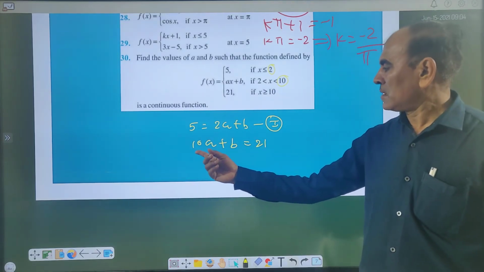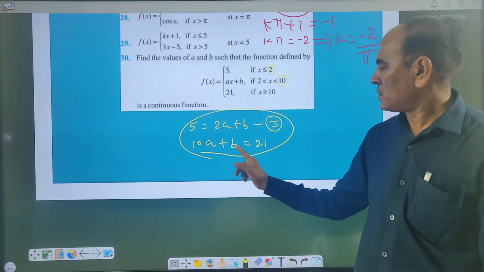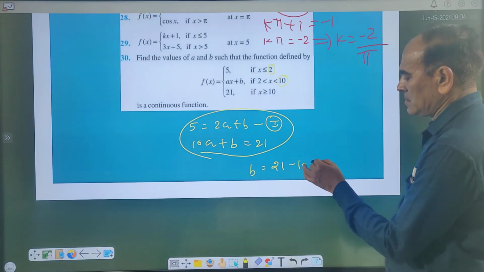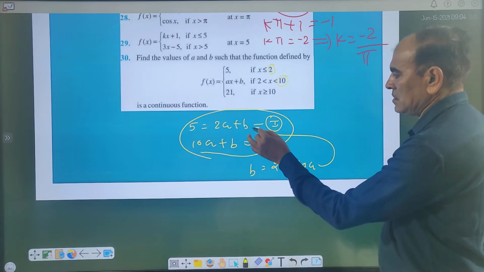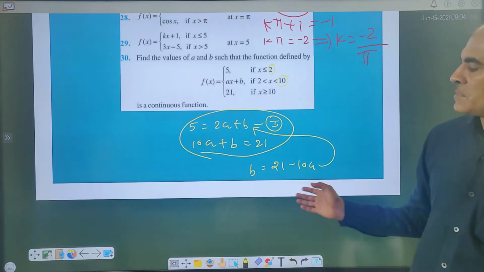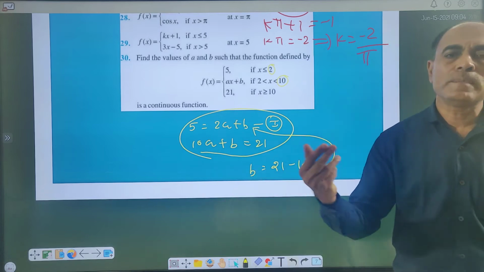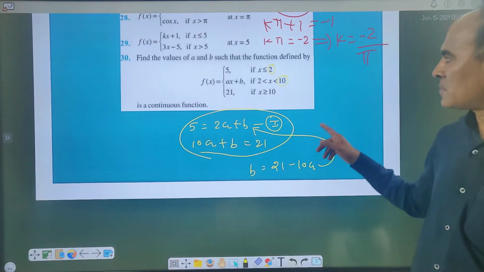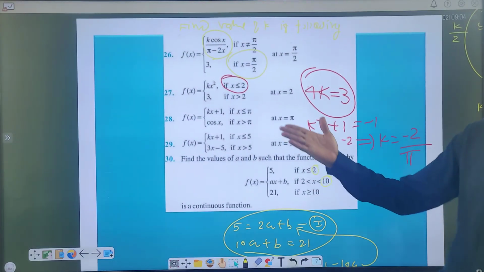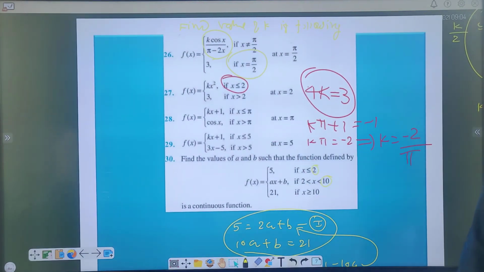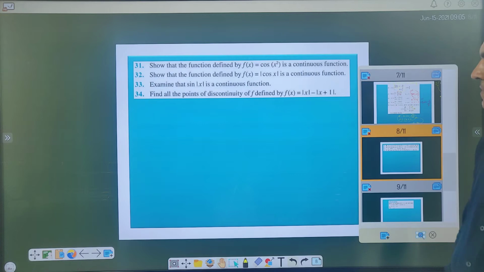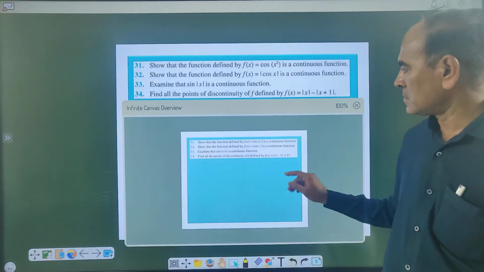So we get two relations. From here what do we get? b is equal to 21 minus 10a. Replace it here, then you get the value of a. Substitute the value of a here, then you get the value of b. Very simple thing. So this type of question they are going to ask for multiple choice questions. Find the values whenever the functions are continuous. Directly we can answer it. Next. See here, this type of sum we have already seen.